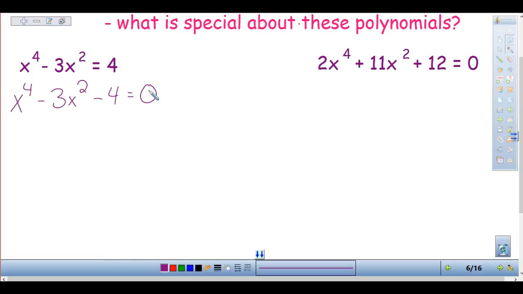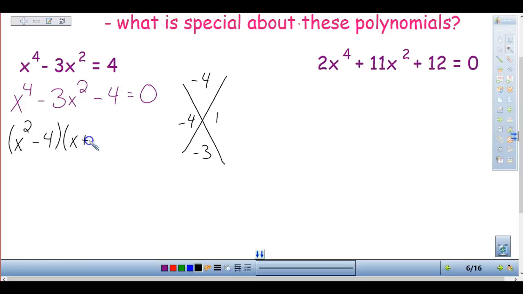Now, for these, you cannot use the quadratic formula because it is x to the 4th, not x squared. So this has to be factorable for us at this point. So we will make our x, and we'll have -4, -3. So our factors are going to be -4 and 1. So we will have x squared minus 4 and x squared plus 1 equals 0.